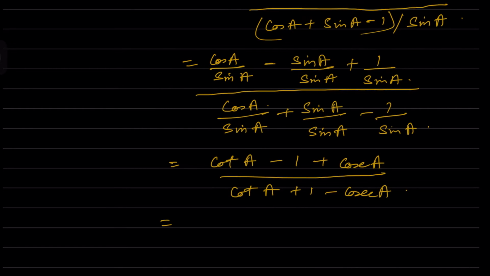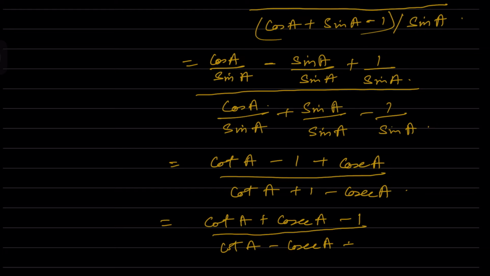So now this can be written as (cot A plus cosecant A minus 1) divided by (cot A minus cosecant A plus 1).